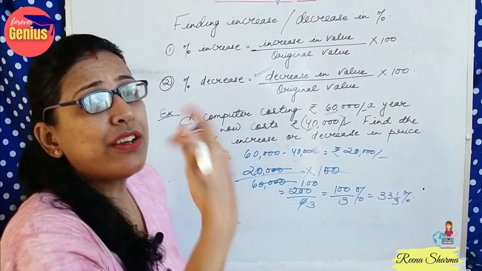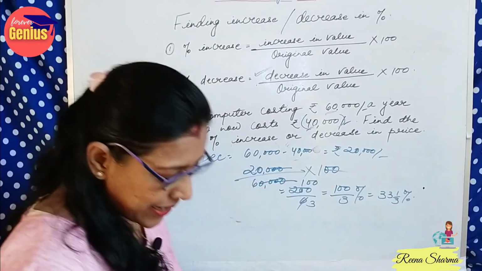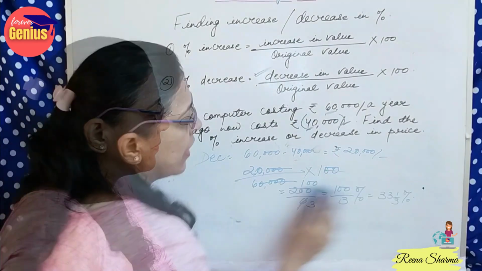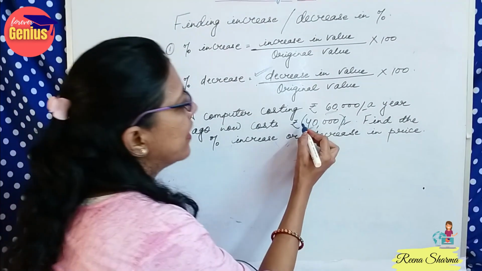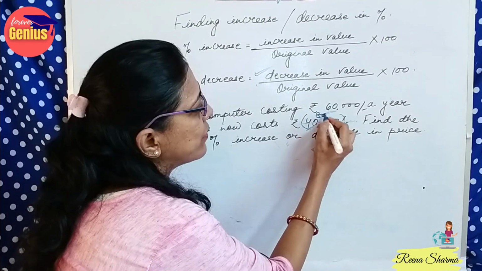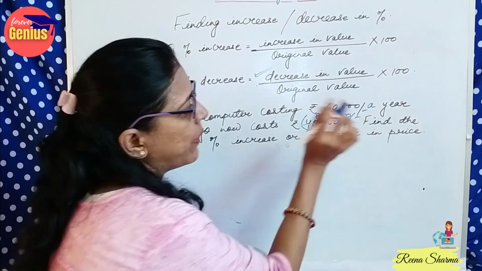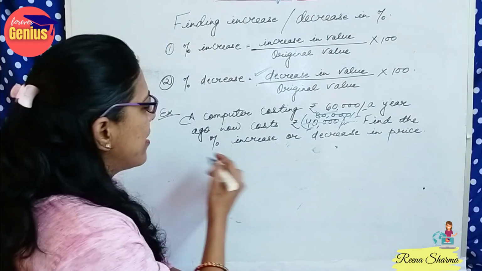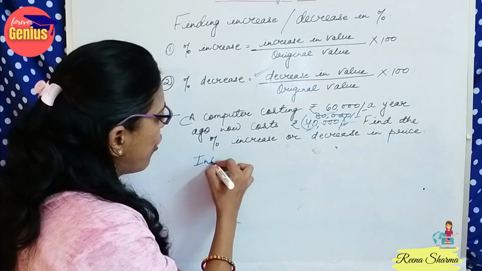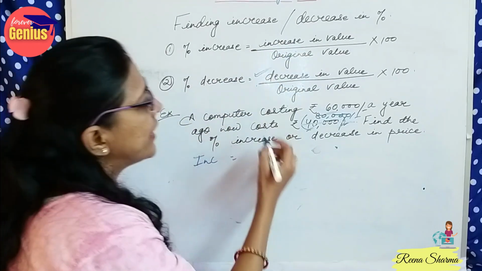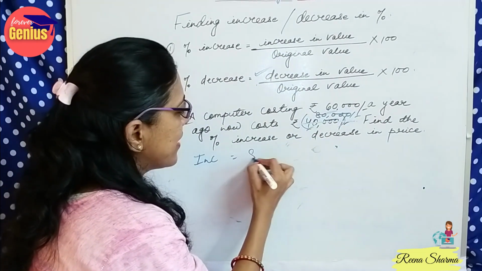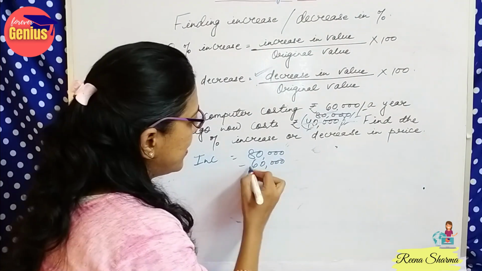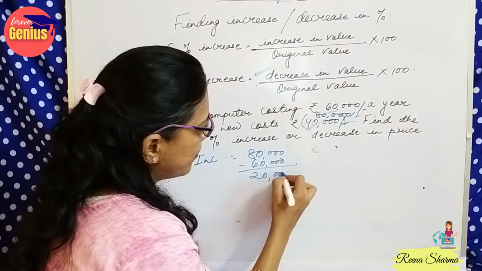Similarly, let's see if the scenario is reverse. I just change the number. Suppose it is 80,000 now. Only one number changes. Now I can see whether it is an increase or a decrease. Of course, ma'am, it is an increase. So the increase in value is 80,000 minus 60,000, which is equal to 20,000.